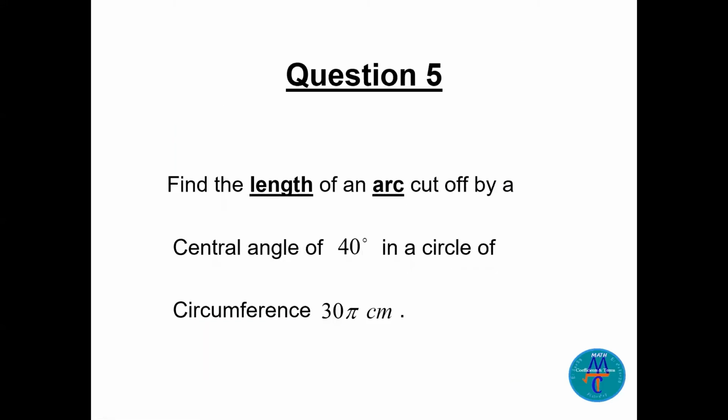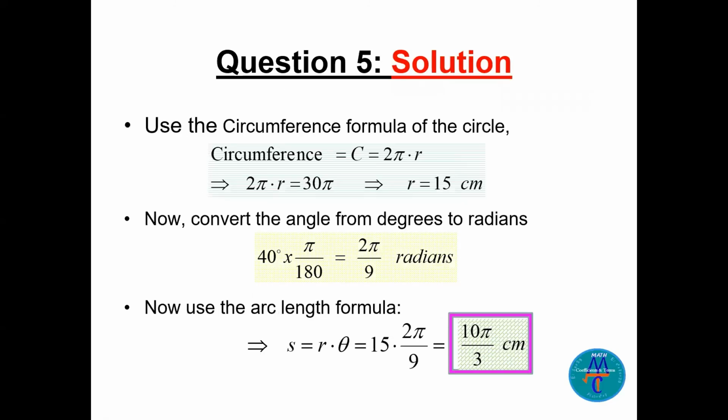Question number 5 is easy. Find the length of an arc cut off by a central angle of 40 degrees in a circle of circumference 30 pi centimeters. Now, from the circumference, we know the formula for the circumference is 2 pi r, so we can use that. 2 pi r is equal to 30 pi. Cancel the pi, divide by 2, the radius will be 15 centimeters, because we need to use the radius now.